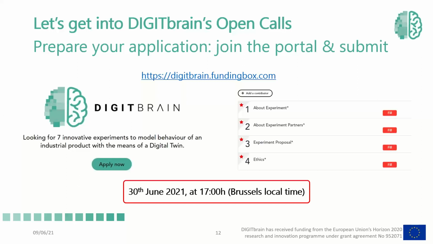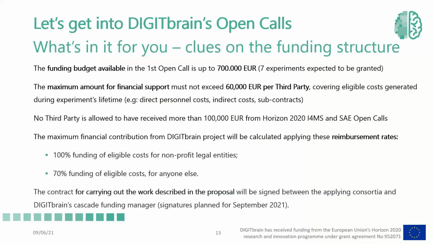The submission must be completed by 5 p.m. Brussels time of the 30th of June. Otherwise, your proposal cannot be accepted for evaluation. If you don't miss this deadline, of course, you will receive an electronic receipt of a successfully submitted application, meaning that your proposal has been accepted as eligible for an evaluation, let's say, not necessarily for funding.